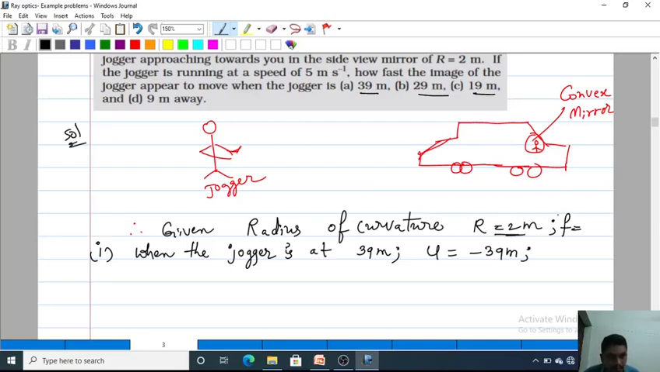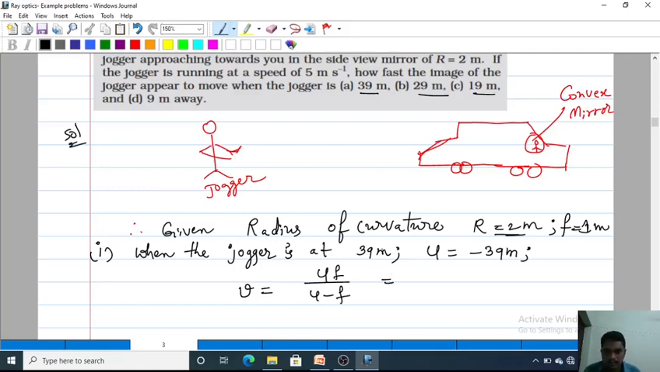For a concave mirror both are negative. F is equal to 1 meter. We need to find the position of the image. What is the position of the image? We can find it by using this formula, v = u times f divided by (u minus f). This is the mirror equation.